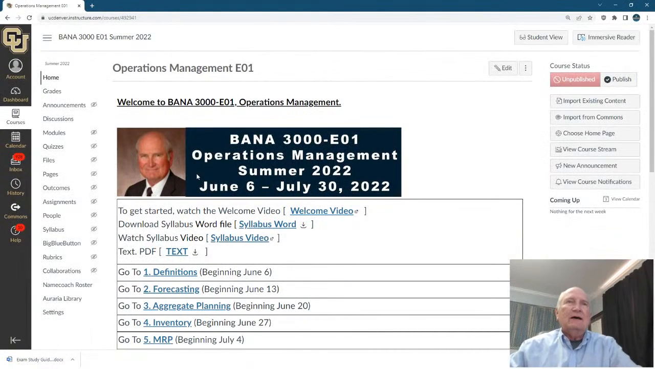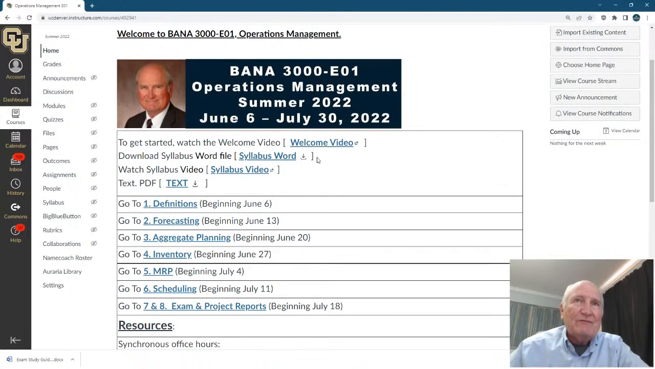Okay. Here's Canvas. Everything is going to be going through Canvas. Hopefully everyone has seen the welcome video. Click this and you'll see the welcome video. Here's the syllabus. This is what we're looking at right now. Here's the syllabus video that you're looking at right now. And here's the text. It's a PDF. You can download the text.